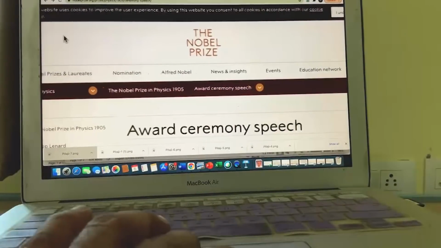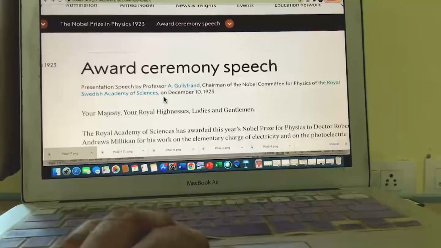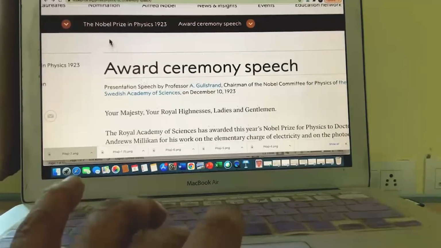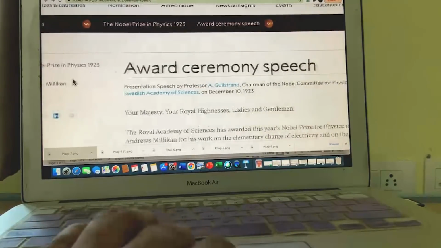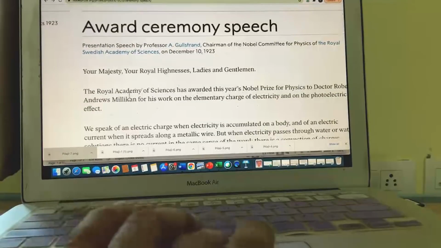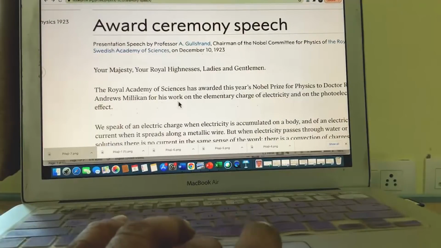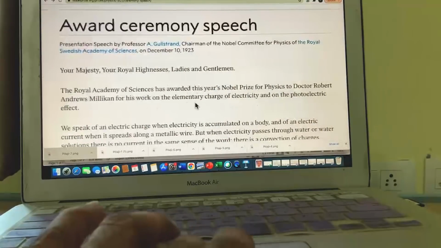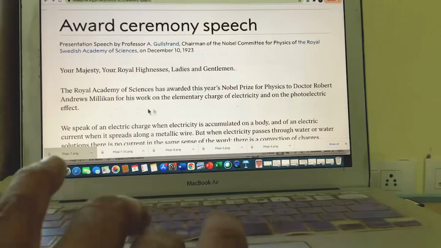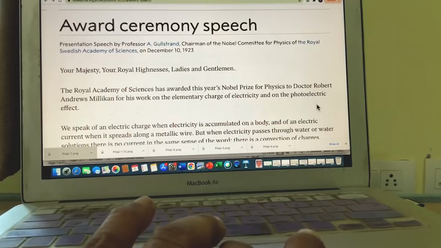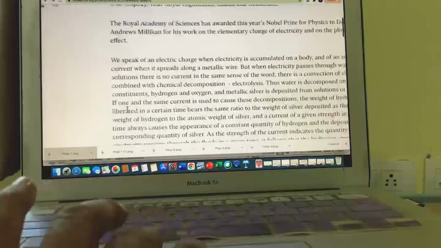And then let me tell you about the third Nobel Prize, which is the Nobel Prize in Physics, 1923. The Royal Academy of Sciences awarded this year's Nobel Prize in Physics to Dr. Robert Andrews Millikan for his work on the elementary charge of electricity and on the photoelectric effect. I will tell in much more detail what Millikan had done, what kind of experiments he performed on the photoelectric effect, which earned him this Nobel Prize.